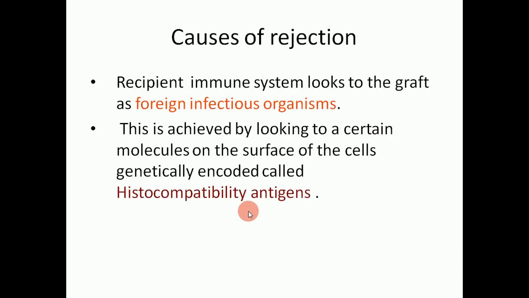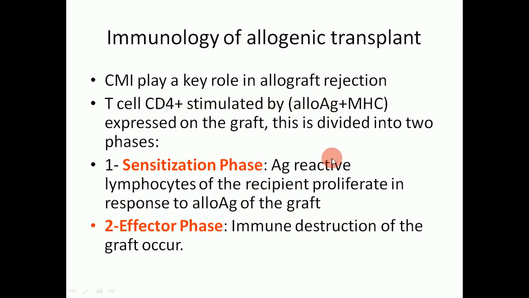Causes of rejection. Recipient ليش يصير عندي rejection؟ A recipient's immune system looks at the graft as a foreign substance. So this leads to stimulation of the immune system. And how this stimulation occurs is through the histocompatibility antigens, which are present on the cell surface of the cells. The immunology of allogenic transplantation.